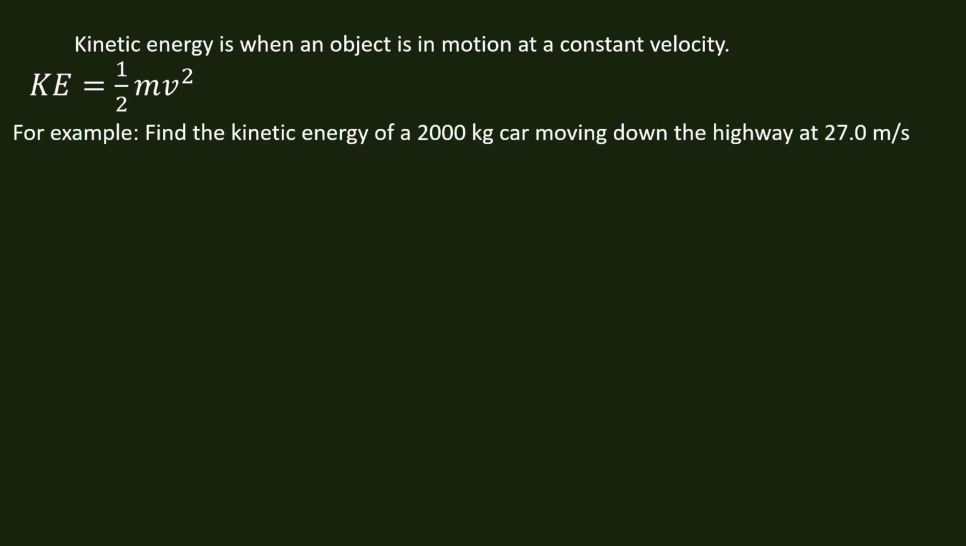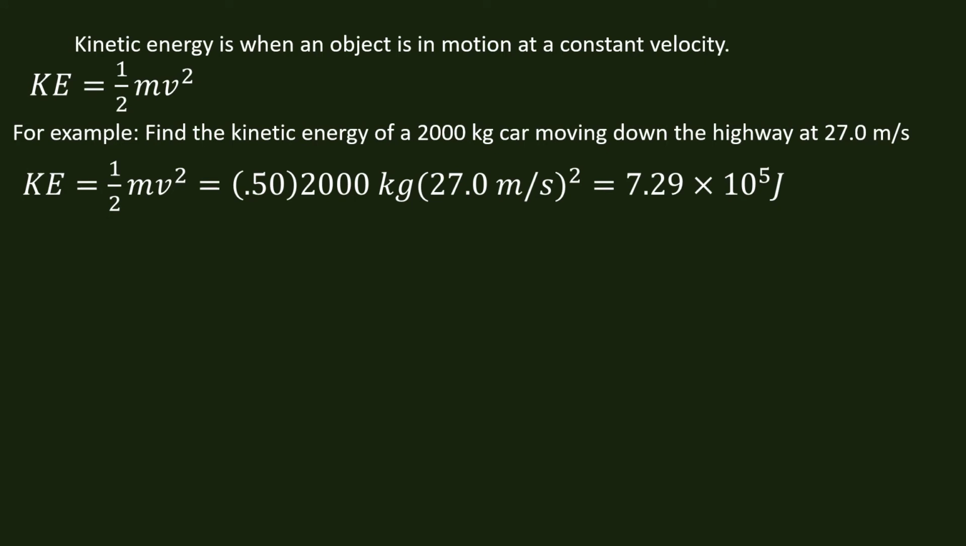For example, find the kinetic energy of a 2,000 kilogram car moving down the highway at 27 meters per second. Okay, so we have our kinetic energy equation. We just plug in the values and we get the amount of energy, 7.29 times 10 to the 5th joules.